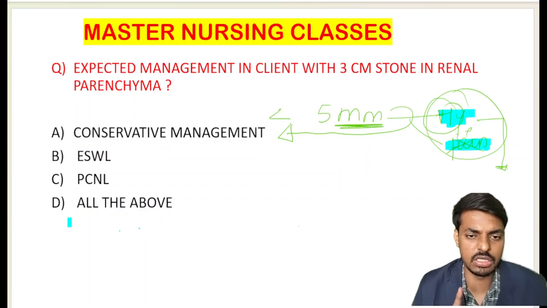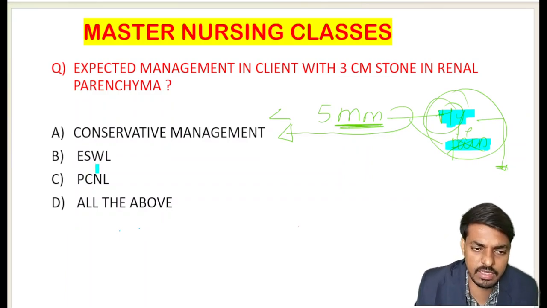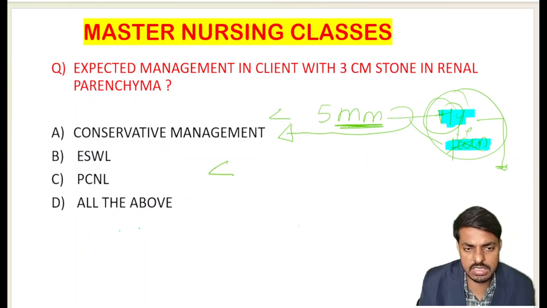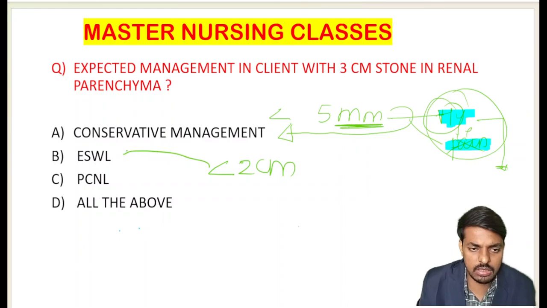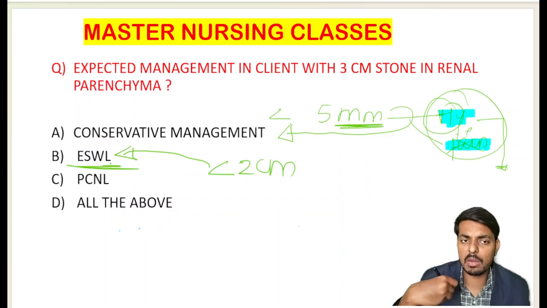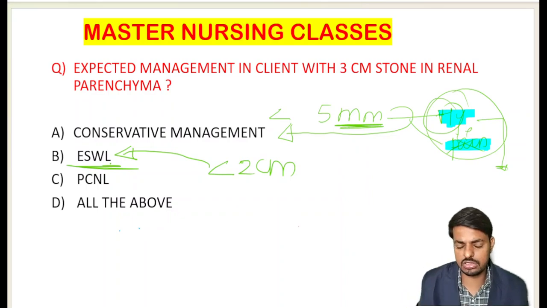So what happens next? If in case the stone size is less than 2 centimeter, we will go for the extracorporeal shock wave lithotripsy. In short form we call that ESWL. The ESWL full form is the extracorporeal shock wave lithotripsy.